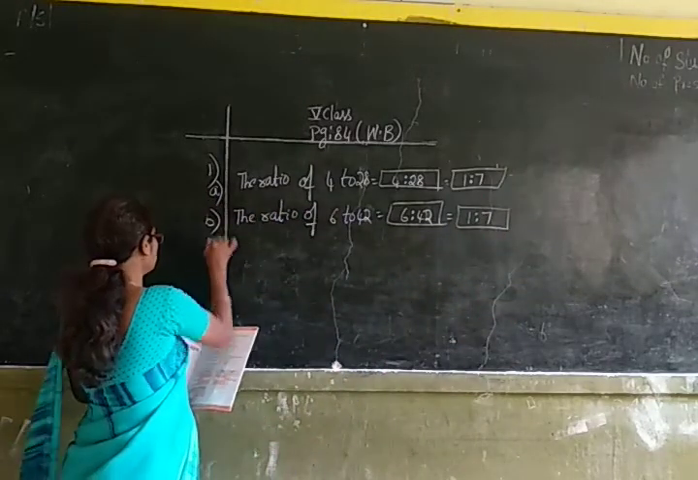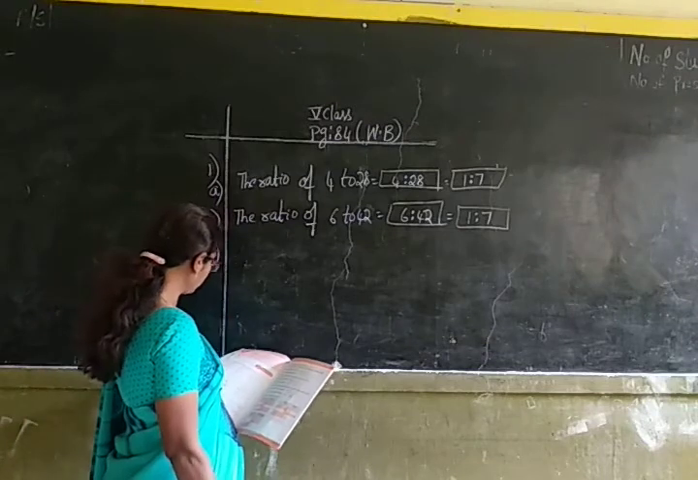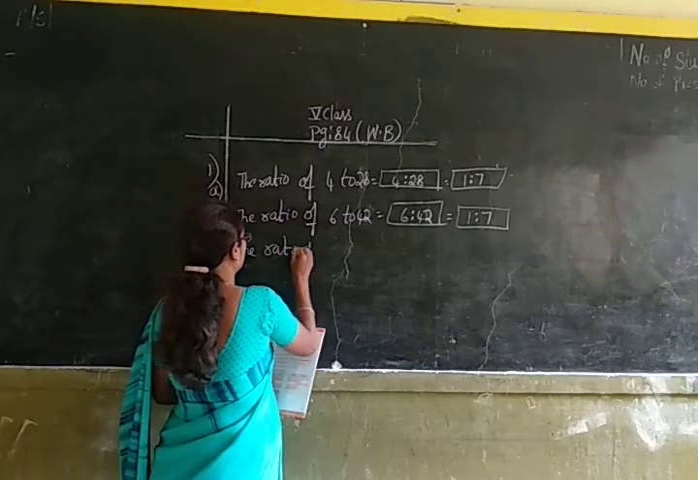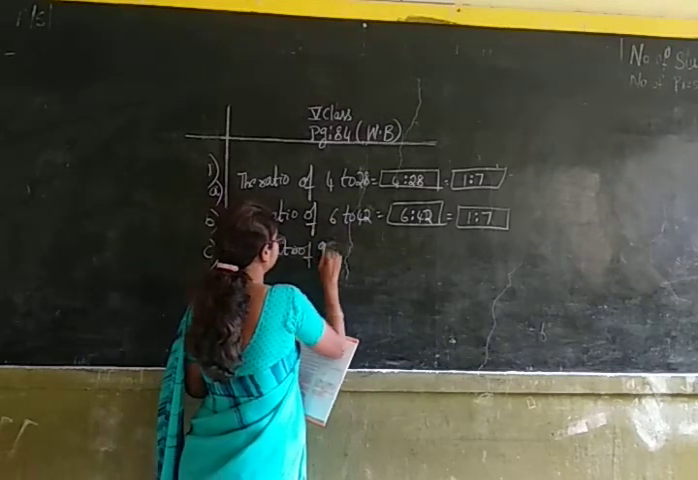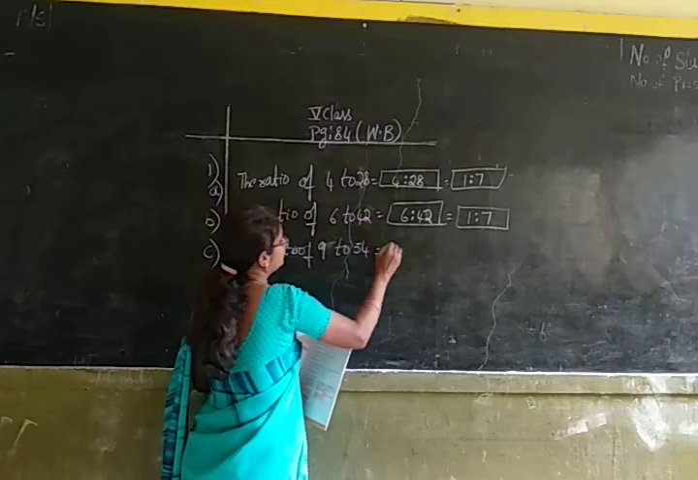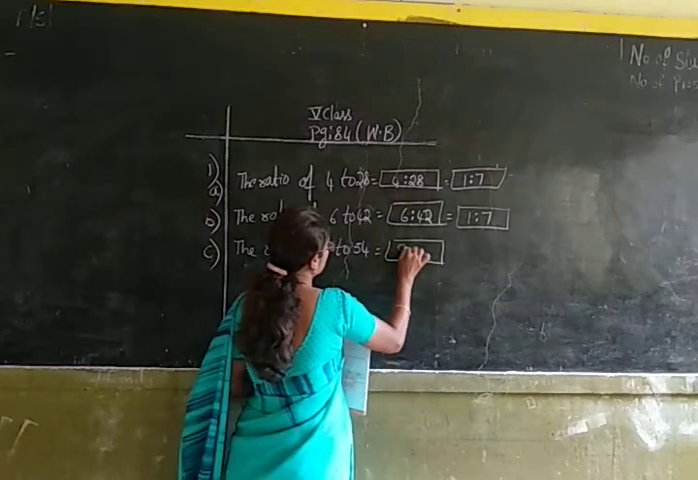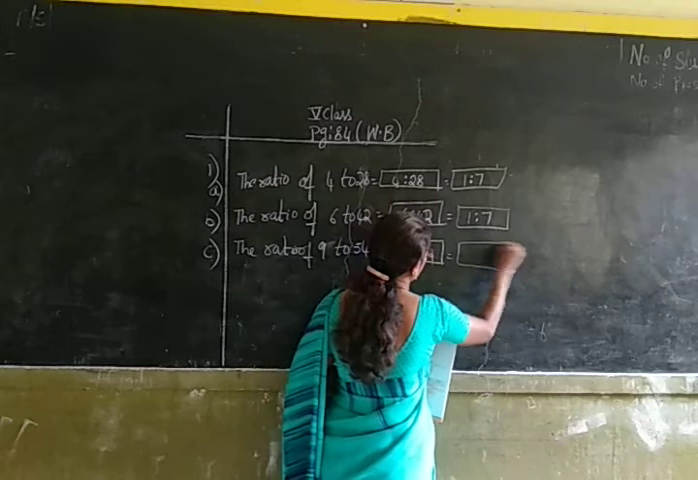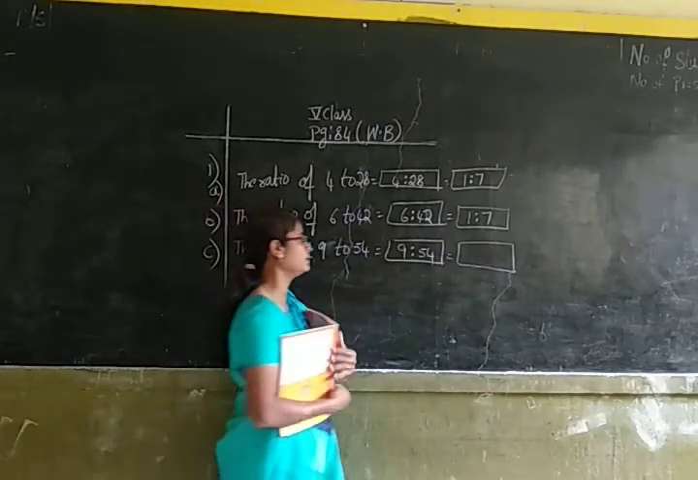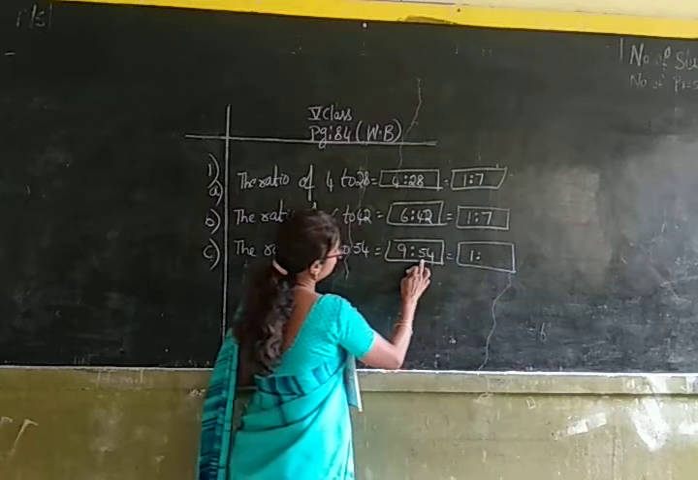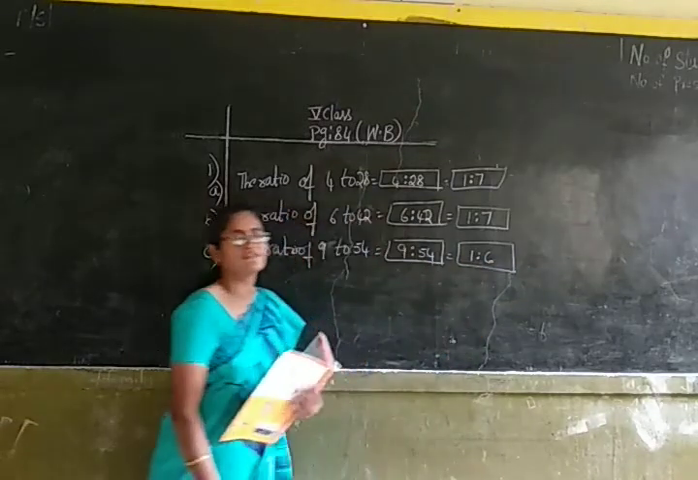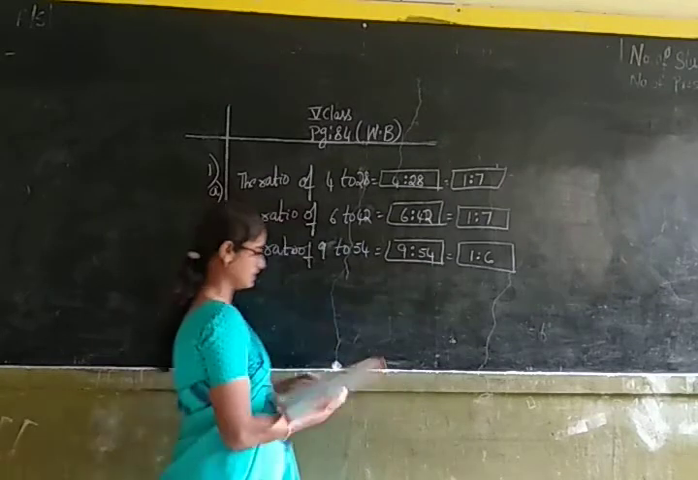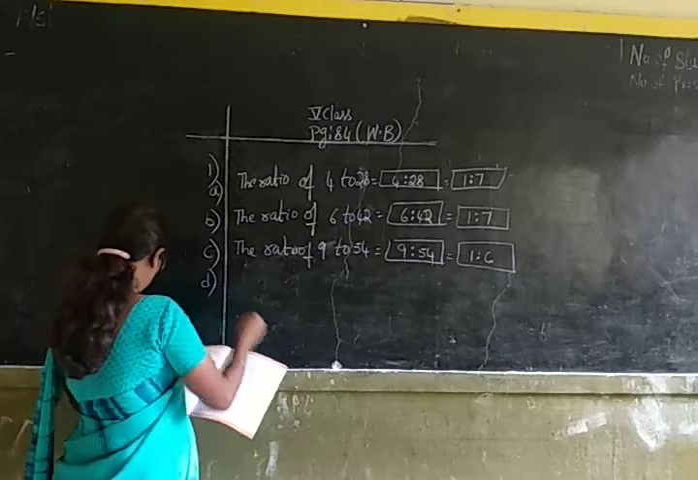Okay children. Now let us do the C sum. The ratio of 9 to 54, which means 9 is to 54. Now we have to write down 9 is to 54 to its lowest form. 9 and 54 are in 9 table. So 9 goes in 9 one time, 9 goes in 54 6 times. Okay children, now let us do the D sum.